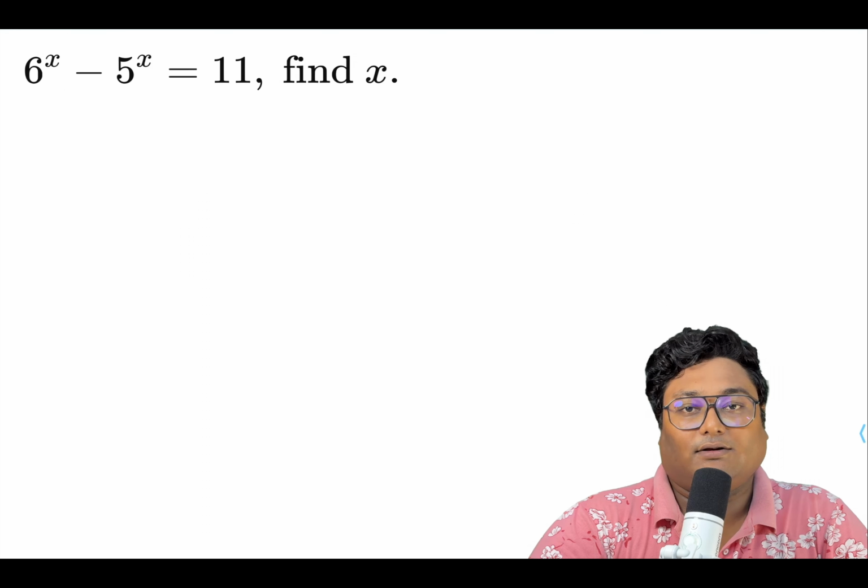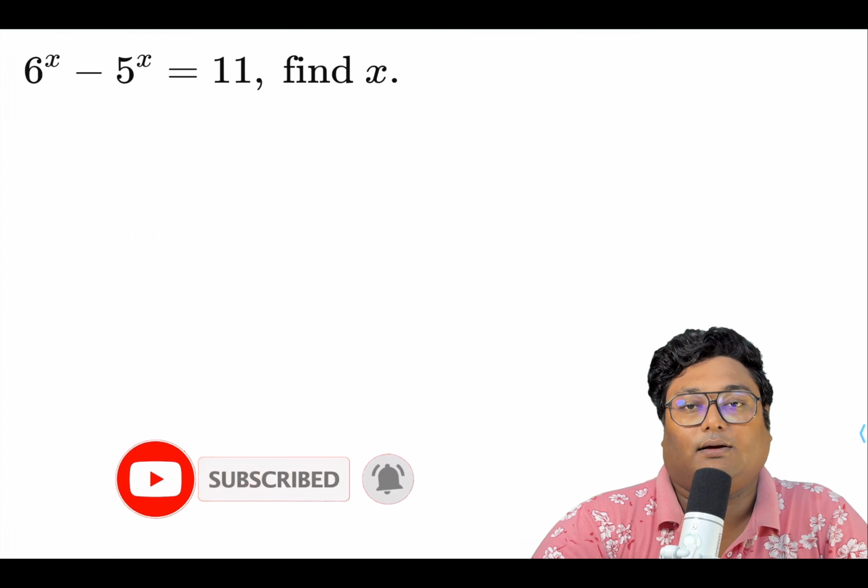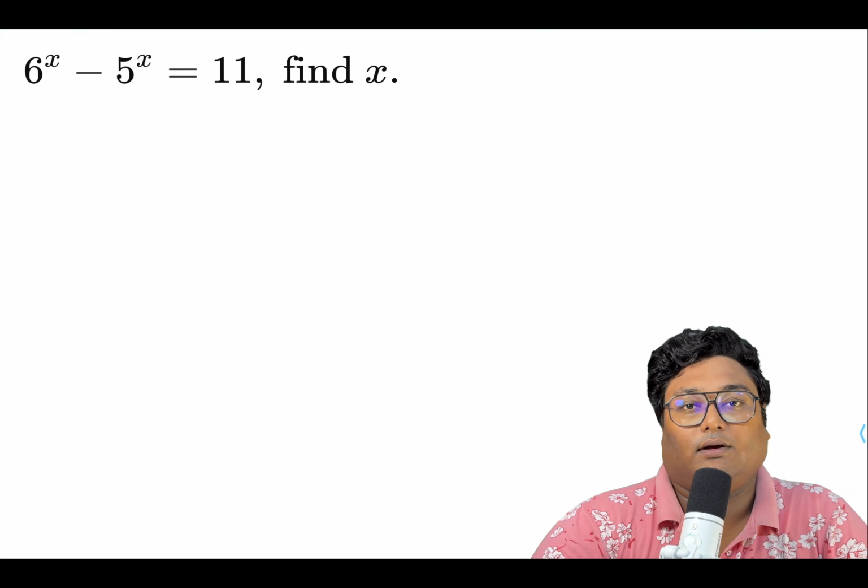Today we have a problem that went viral over the internet. So we'll be trying to solve it today. So in this problem, we are given the equation where 6 to the power x minus 5 to the power x is equal to 11. So we have to find the value of x over here.